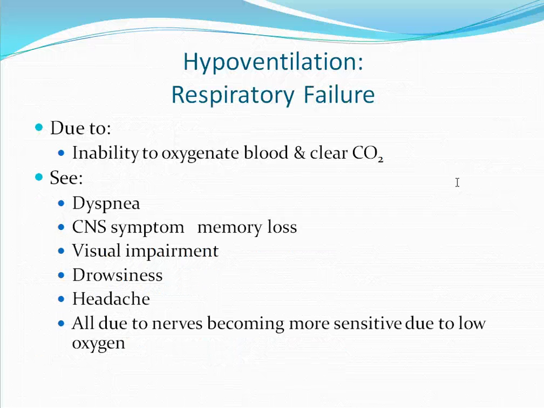Next is respiratory failure. This is due to an inability to oxygenate the blood and clear carbon dioxide. Typically, you would see dyspnea and central nervous system symptoms such as memory loss, visual impairment, drowsiness, and headaches. The central nervous system signs occur because the nerves are very sensitive to a decrease in oxygen.